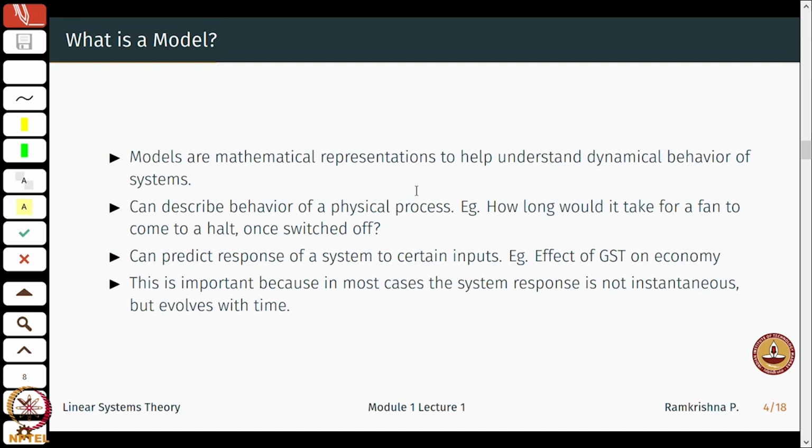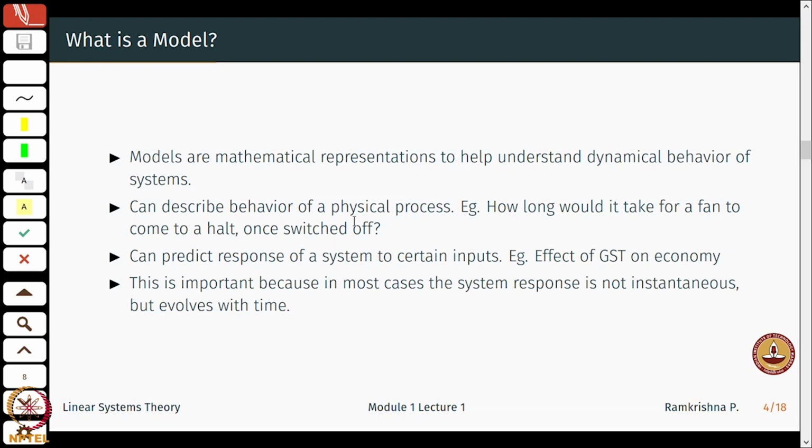Okay, so in our course, what will these models look like? These models are mathematical representations to help us understand the dynamical behavior of the system, right. If I again recall Newton's laws, for example, the rate of change of momentum is force. Or in planetary motion, they talk of the orbits spanning equal areas in equal intervals of time, and so on. Again, this model should be able to describe the behavior of a physical process.